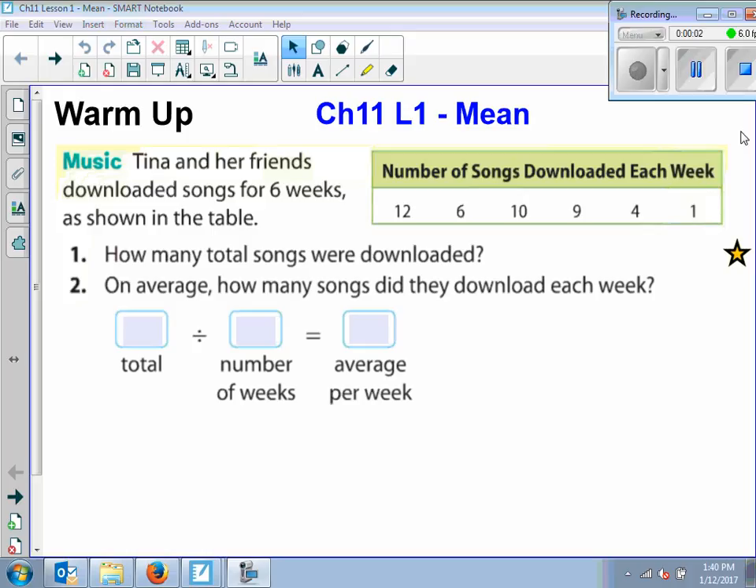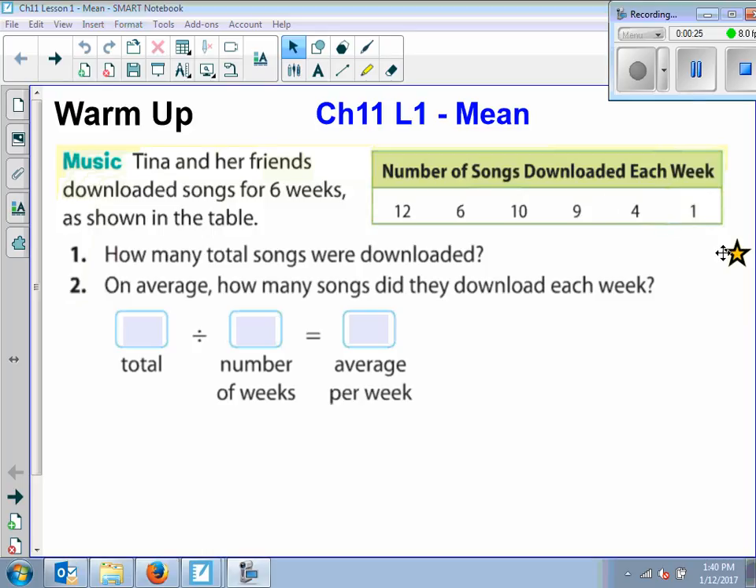All right, so Chapter 11, Lesson 1 is the mean. We are starting our statistics unit. For the warm-up, it says Tina and her friends downloaded songs for 6 weeks as shown in the table. How many total songs were downloaded? All we have to do is add each one of those numbers.